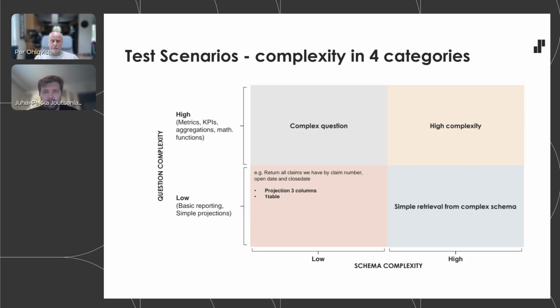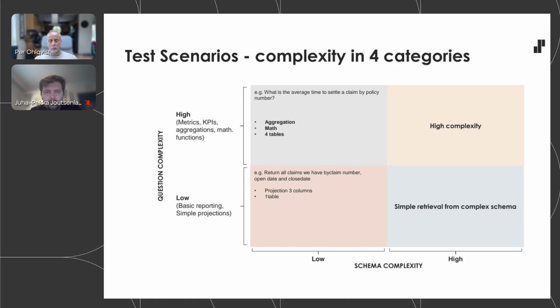In the first one, low schema complexity and low question complexity, it's about basic reporting. It's a projection over three columns and one table. The example here is: return all claims we have by claim number, open date and close date. Pretty straightforward. The next one has a little more complexity in the question. It includes mathematical functions and aggregations and spans four tables.